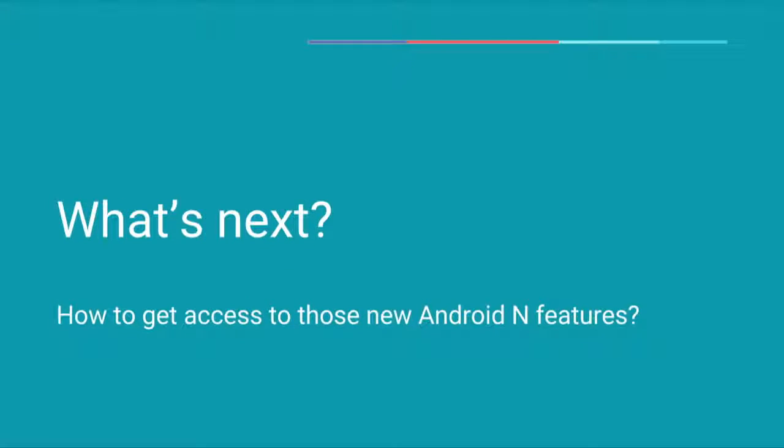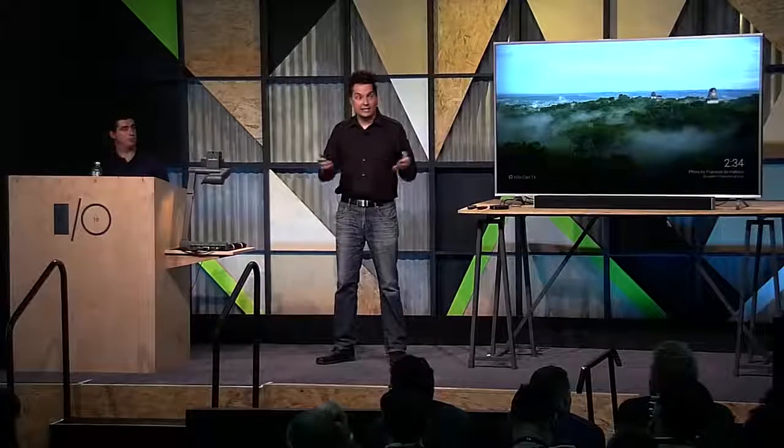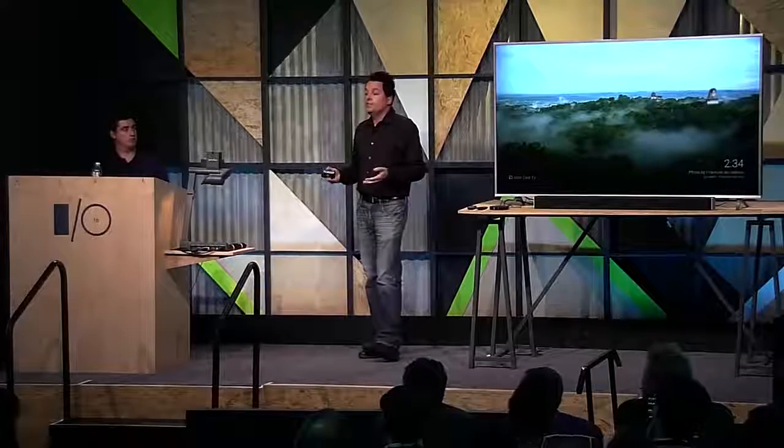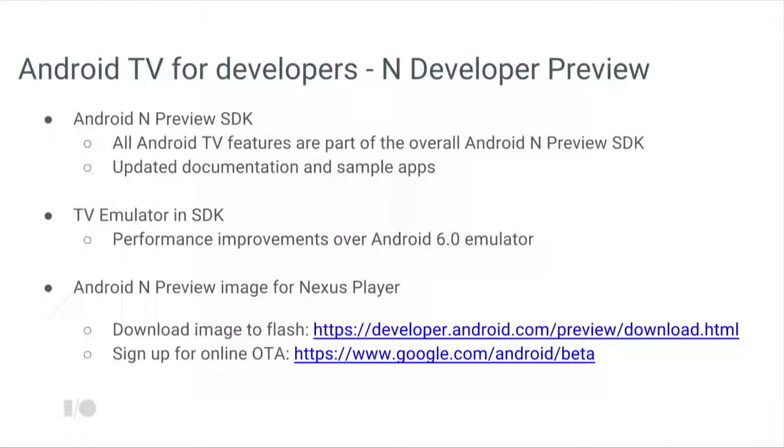So, after all these new things, how can you actually interact with that? As you heard in the keynote, the Android N developer preview is already available, so you can download that already, and you should get started with that. All the Android TV features are included as part of the standard Android SDK. There's nothing special for TV. It is just Android. If you download the Android N Developer Preview SDK, the Leanback library will be included, all the new TV features will be included, and we also updated the documentation and some of the sample apps as part of that.